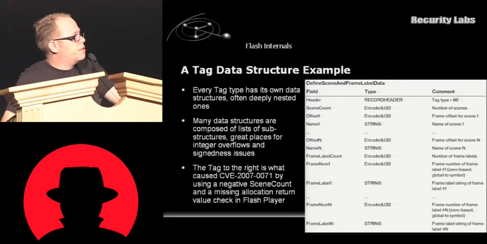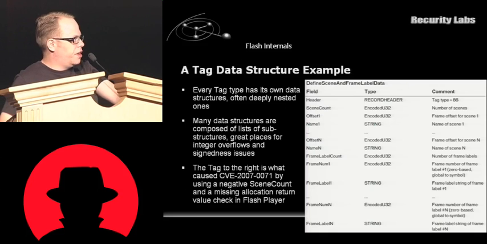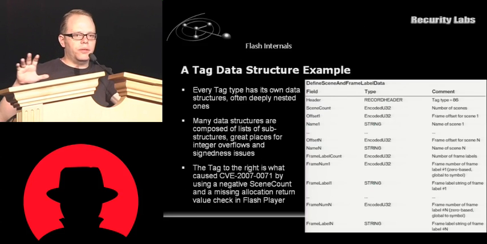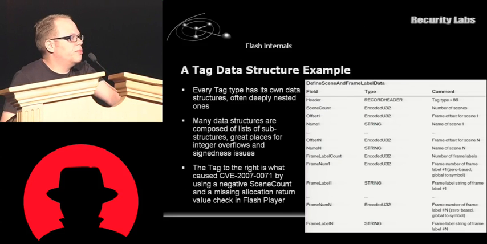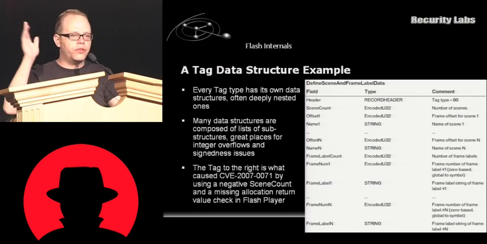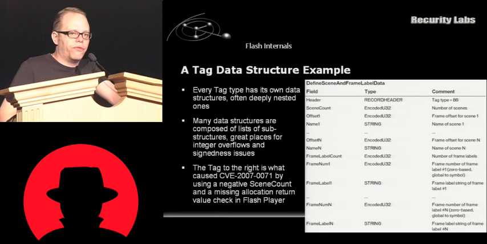When you look at one of those tags, here's one that is called define scene and frame label data. Every tag has its own data structure. None of them are close to each other. Everything is its own data structure. They're often composed of many subdata types that are then composed into lists and with counters and all types of interesting things that can very well go wrong. Very nice places for integer overflows and the like.